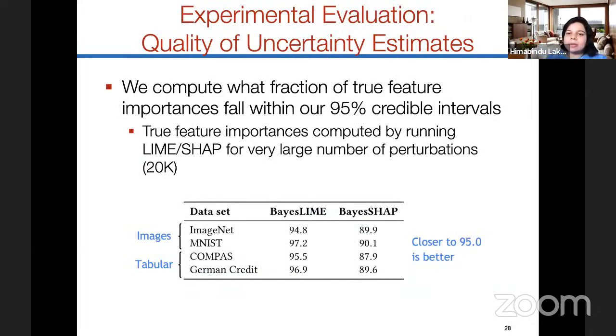Okay, let's talk a little bit about empirical evaluation. I just wanted to show you some results here. The first thing is that we compute the fraction of true feature importances that fall within the 95% credible interval. The way we compute true feature importances is by running LIME and SHAP for a very large number of perturbations. Again, we only did this for this evaluation. In practice, it would be extremely tricky to run LIME and SHAP for this number of perturbations. So we get the true feature importance, and then we see what our estimates look like when we compare them to them.